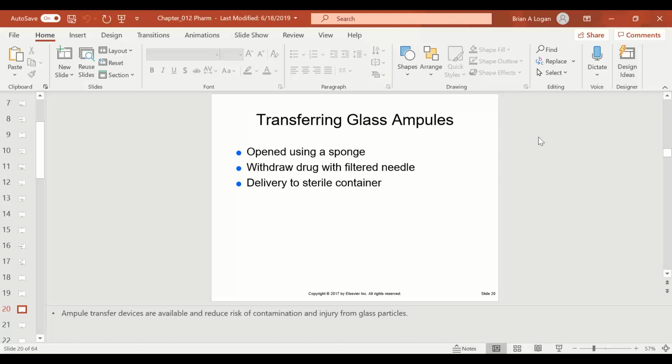When you go to withdraw the fluid out of those ampules, you need to use what's called a filtered needle. It's only going to allow the liquid to come through and not any little tiny particles of glass that may have fallen into that liquid when you pop the top off. And then once you have it in the syringe, now you can squirt it onto the sterile field.